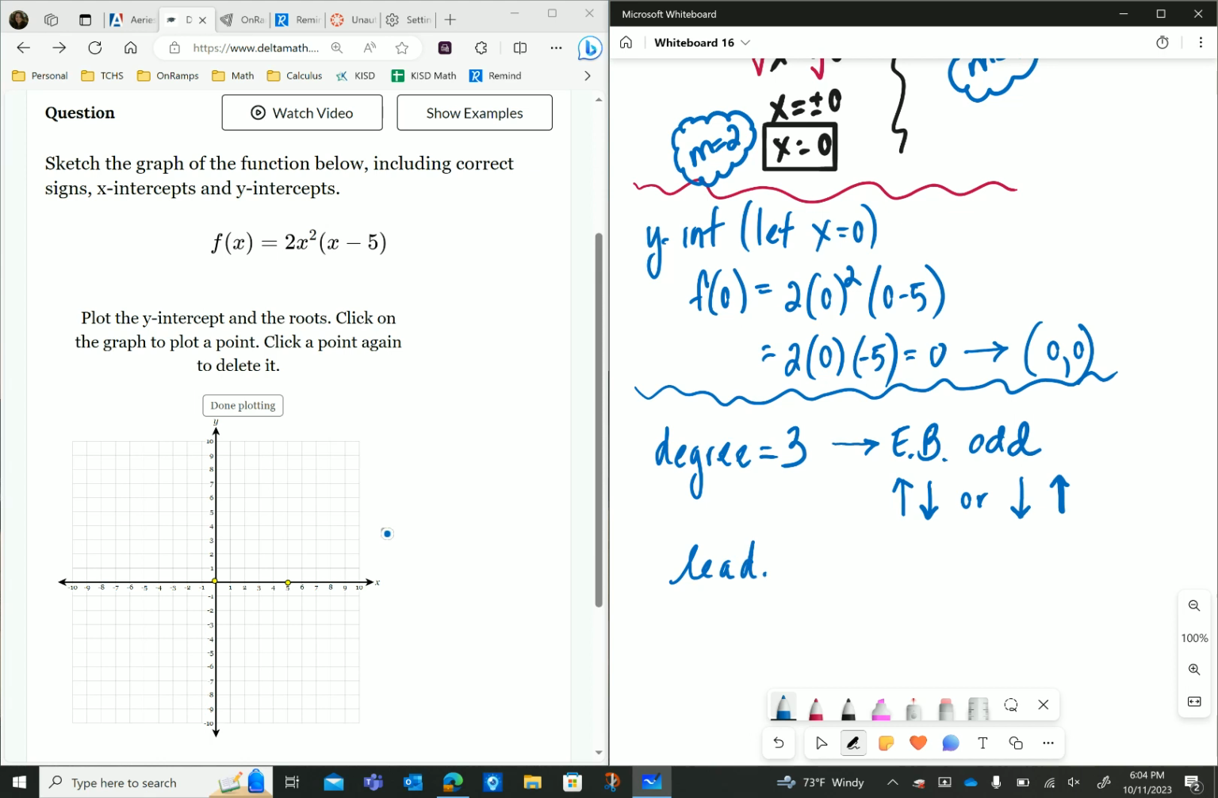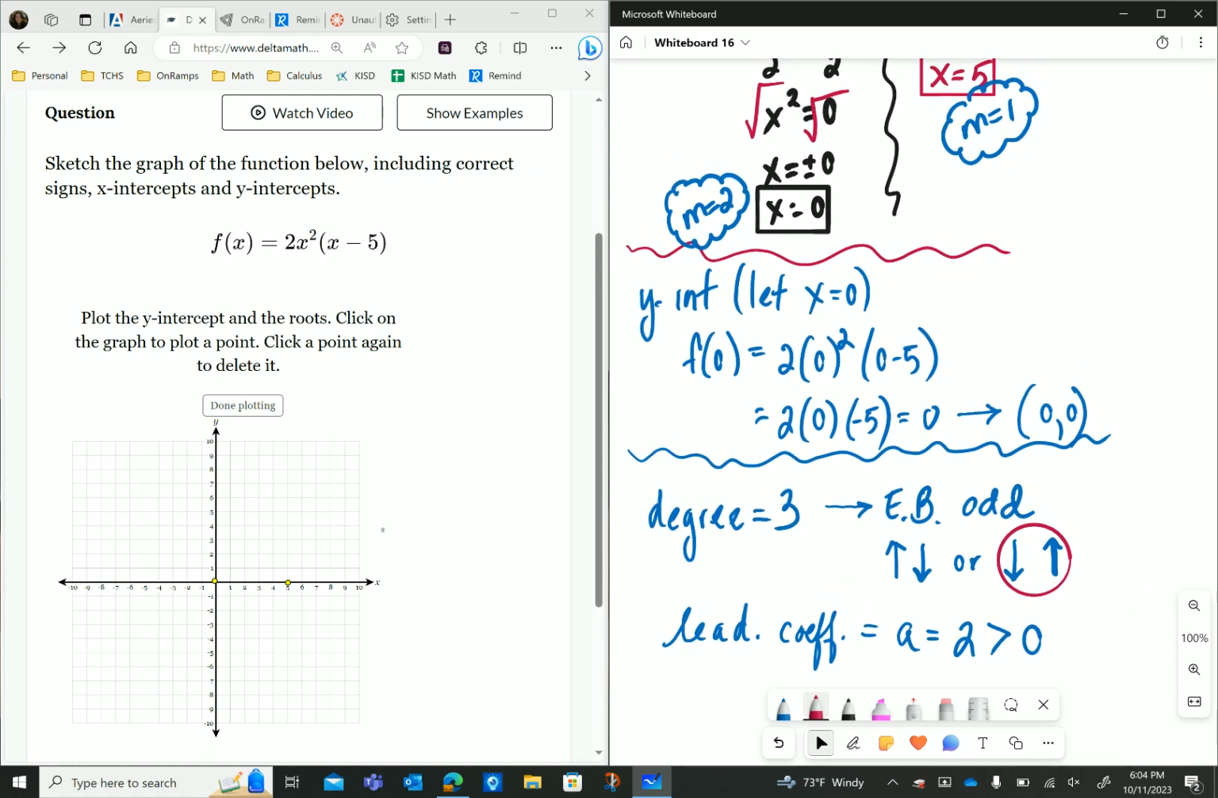The leading coefficient, which we've been referring to as the A value, okay? We just use that letter. It doesn't always mean it's going to be A, but the A value is a 2, and 2 is greater than 0. Since it's positive, we know that the right arrow must go up. So this is what our end behavior should look like. Now that we know it's going to go down on the left and up on the right, we know the multiplicities at our zeros.